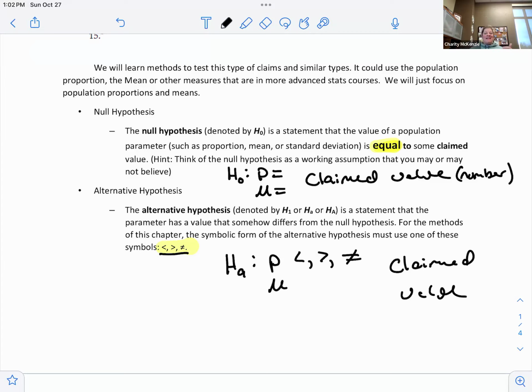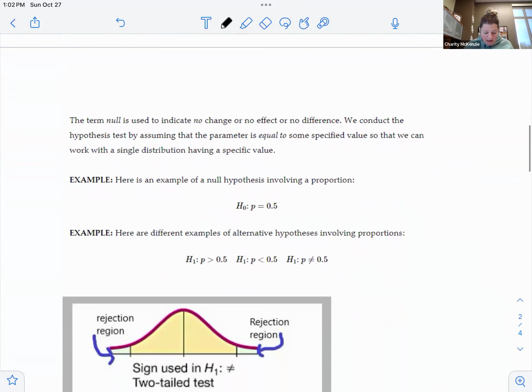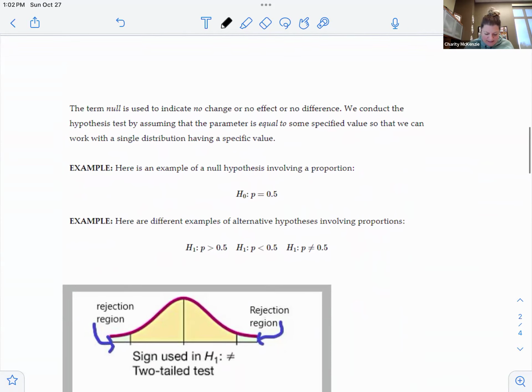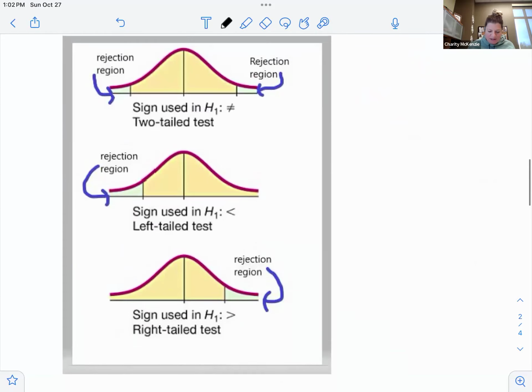And that's 99% of your homework this time. It is literally going to be: read this problem, tell me the null, tell me the alternative. Okay. I kind of walk through an example of the null and some examples of the alternative.